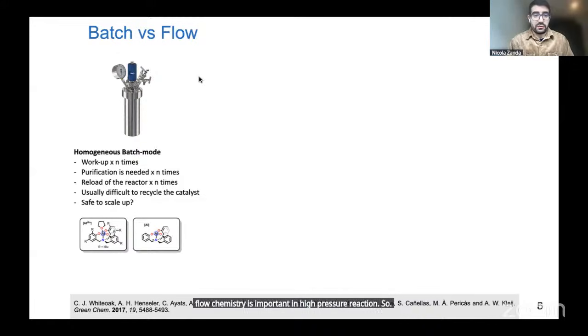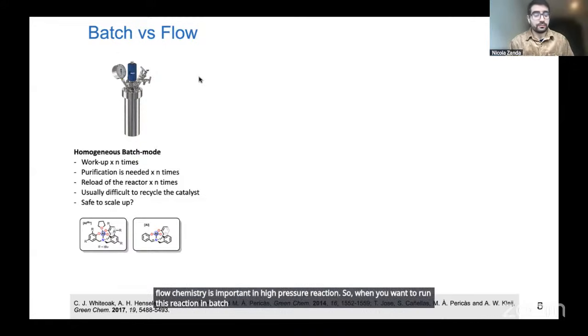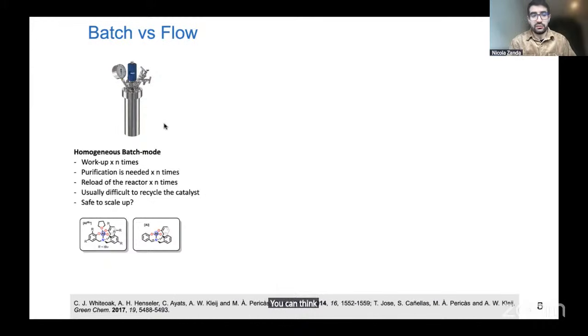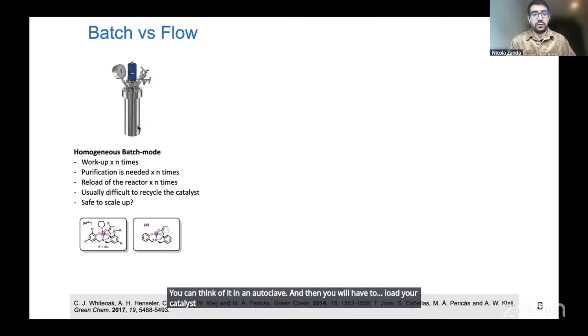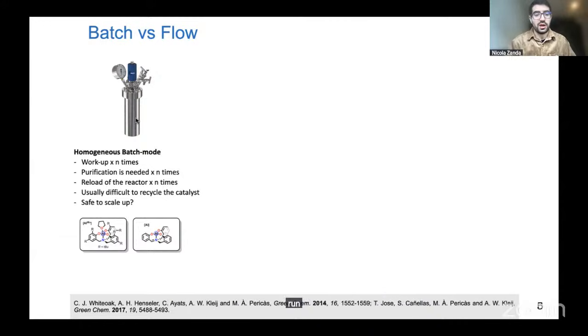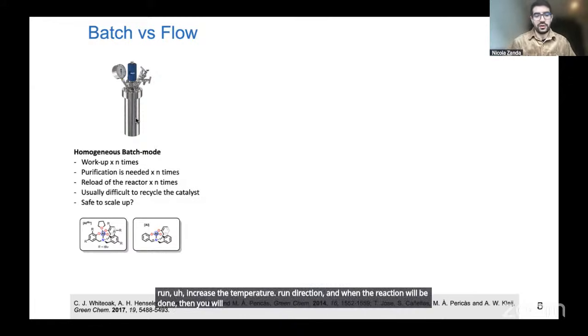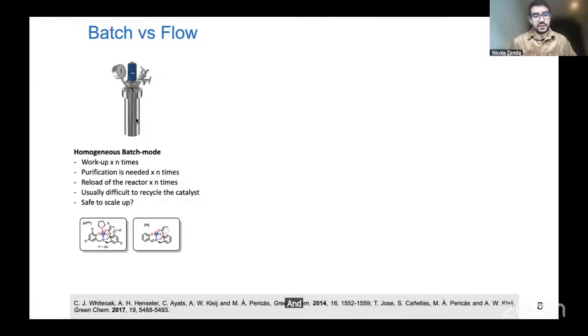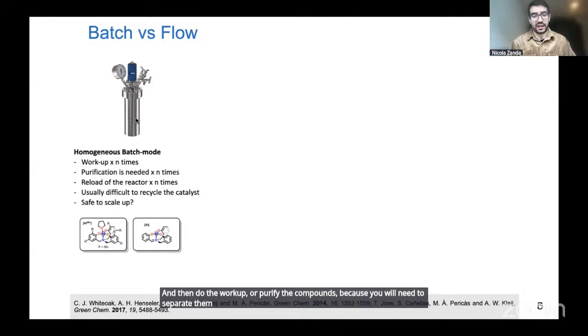When you want to run this reaction in batch on laboratory scale, you can think of having an autoclave, and you will have to load your catalyst and your sample, then close the autoclave, pressurize it, and increase the temperature. Run the reaction, and when the reaction is done, you will need to cool it down, depressurize, and then do the workup or purify the compounds, because you will need to separate them from the catalyst. So there are many operations, and it could be tedious to perform.